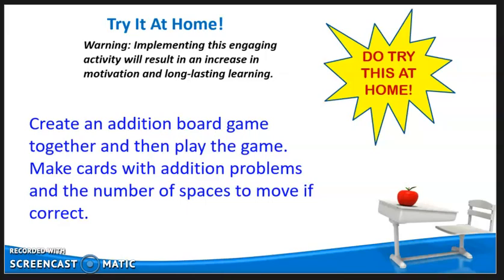To practice using the new learning in real life, let your child create an addition game board that you can play together. Make cards with addition problems using 3-digit and 2-digit numbers, and make sure that each card has a number of spaces to move forward if correct. Then play the game as a family.